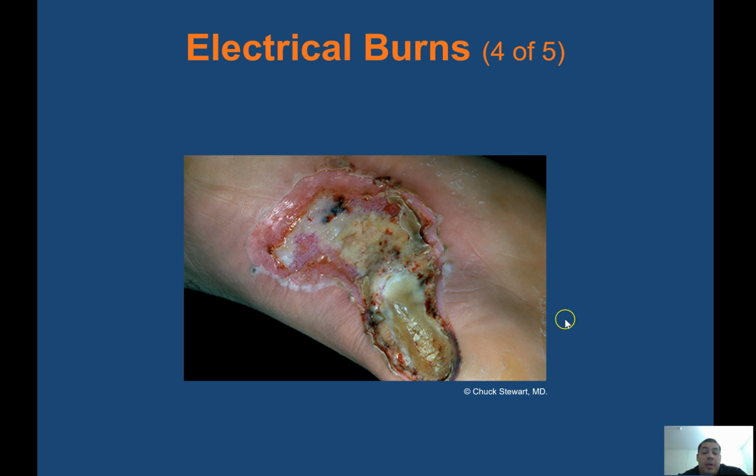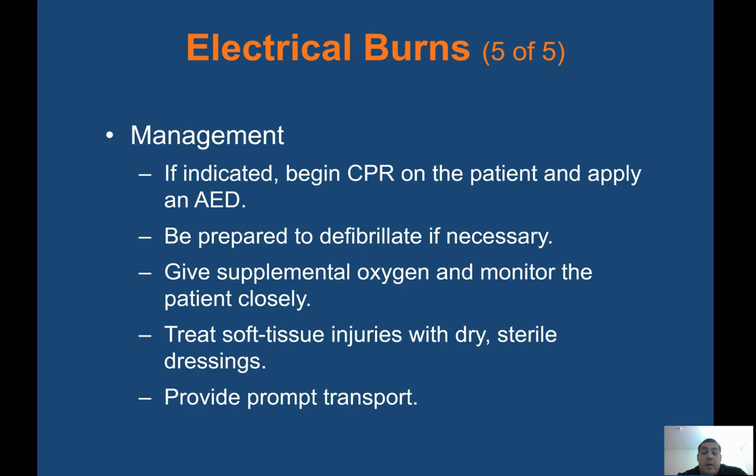Picture of an electric burn. Management: if indicated, begin CPR on the patient and apply an AED. Be prepared to defibrillate if necessary. Give supplemental oxygen and monitor the patient closely. Treat soft tissue injuries with dry, sterile dressings. Provide prompt transport. Remember, like I said, make sure you have your AED ready to go.